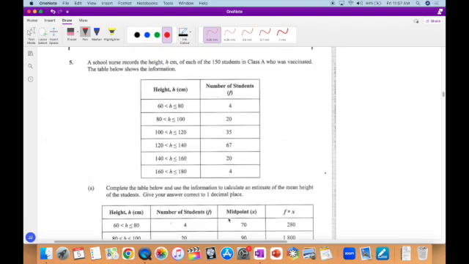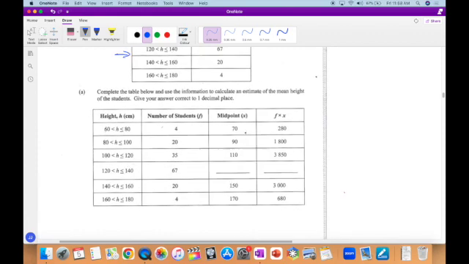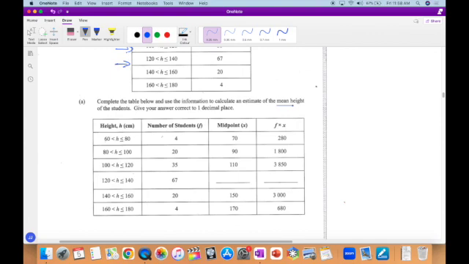Alright, so number 5. A school nurse records the height h of each of 150 students in a class A who were vaccinated, and it's shown in the table below. So we have the height and they put it in class intervals. There are 150 students, so we could see here that 4 students are between this height and so on and so forth. Complete the table below using the information. Calculate an estimate of the mean height of the students.